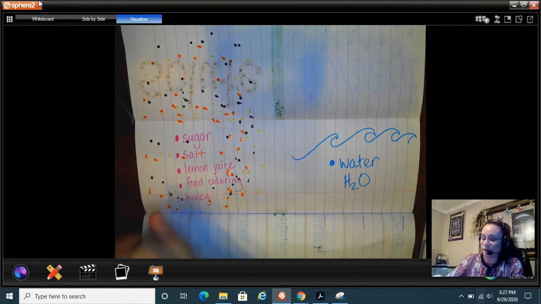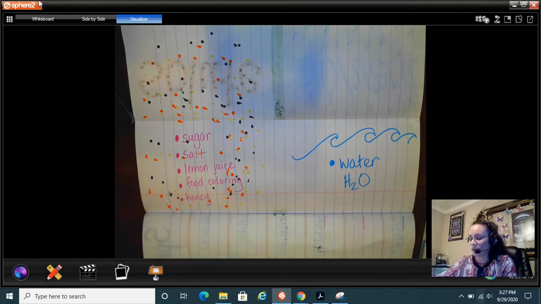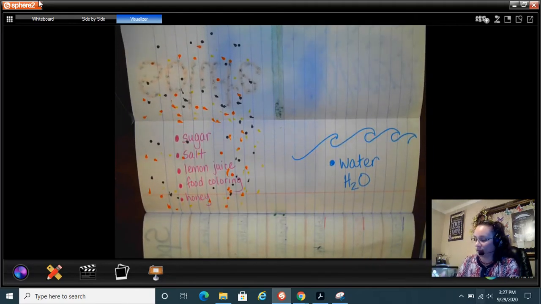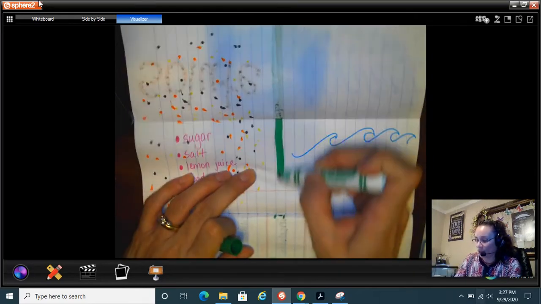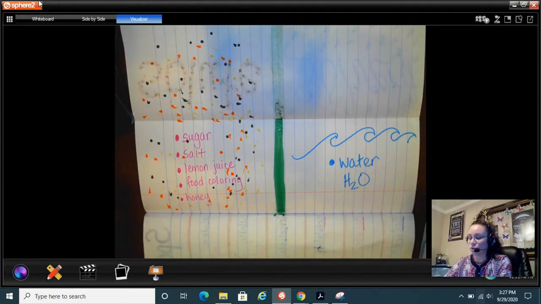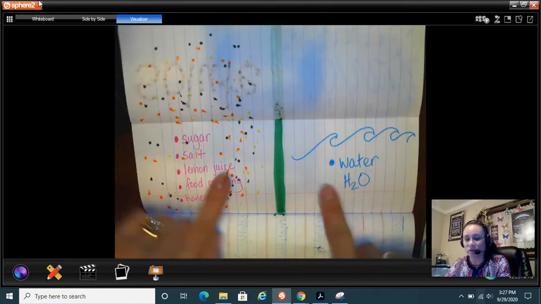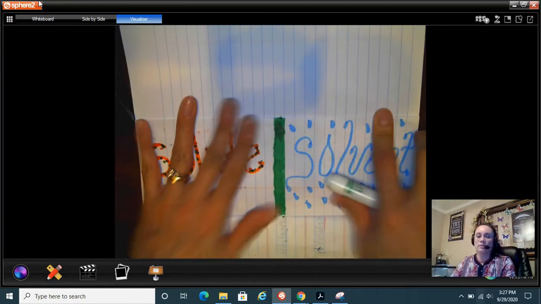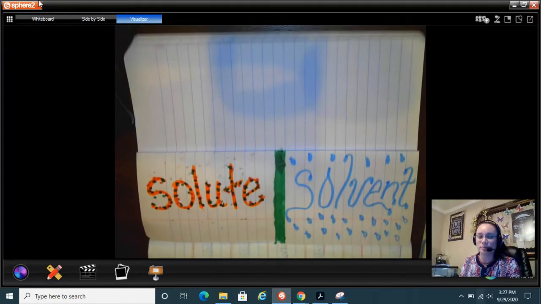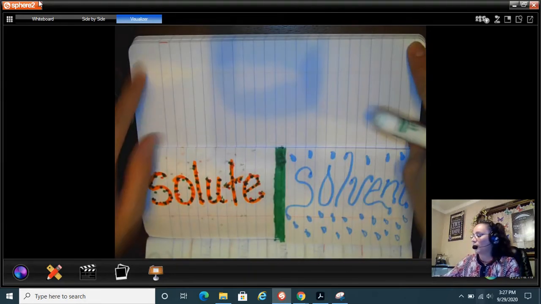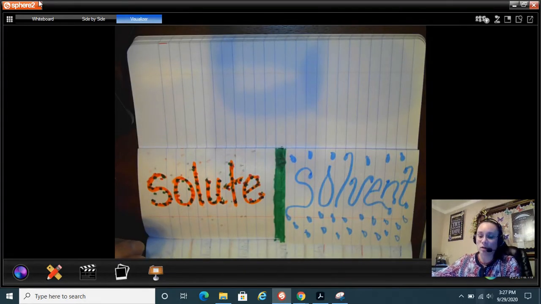I'm going to put these back. Okay. And of course, I have water on the other side as an example of a solvent. I'm just going to divide my foldable so when the doors are open, I can still see the difference between the two. When I close the doors, I can see the difference between the two. Okay. And then you have a space up here. That is going to be for Wednesday, but let me just give you a sneak peek as to what it is.